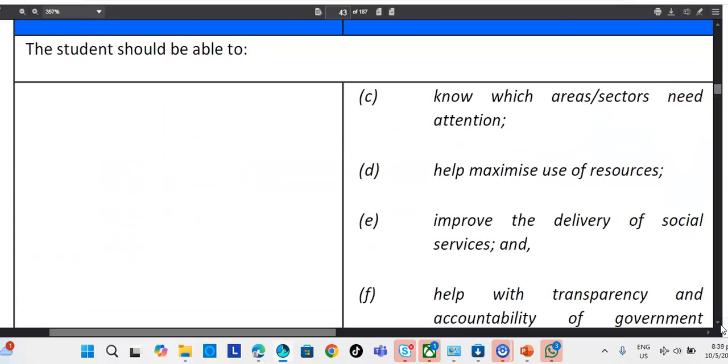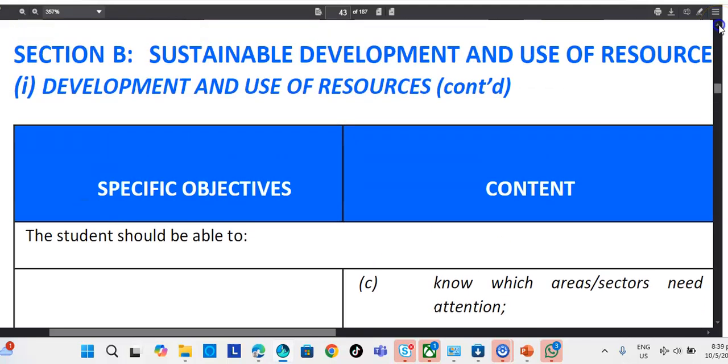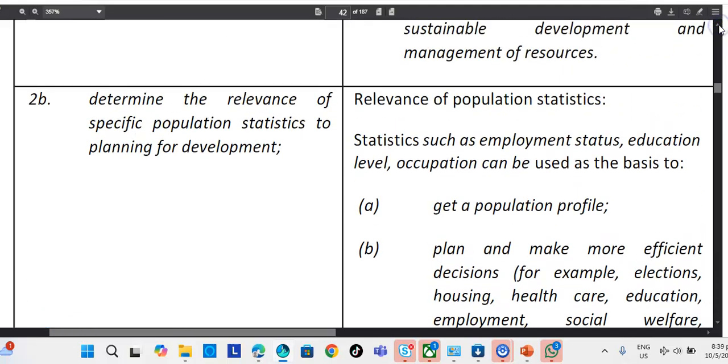So why do we need the information from the census? Why do we need to know about your educational status? Why do we need to know about occupation, those who are employed in your household, those who are not?